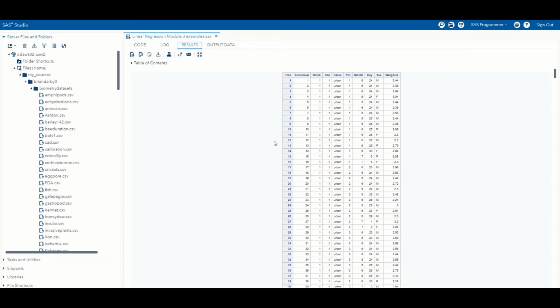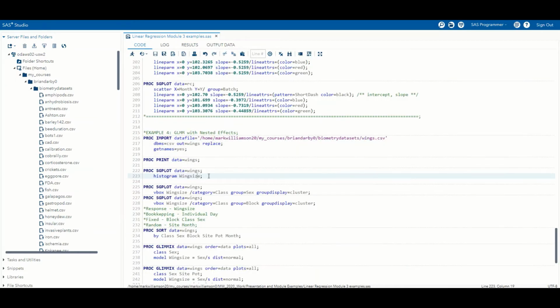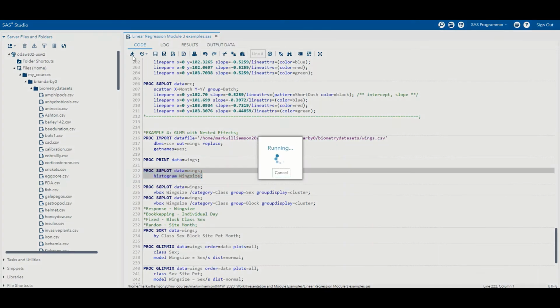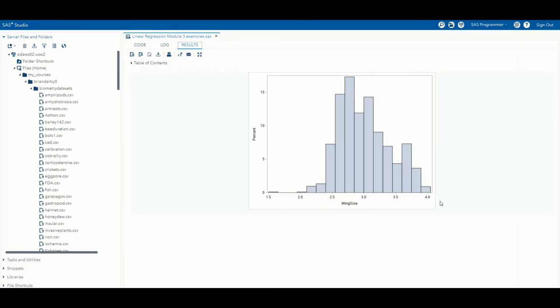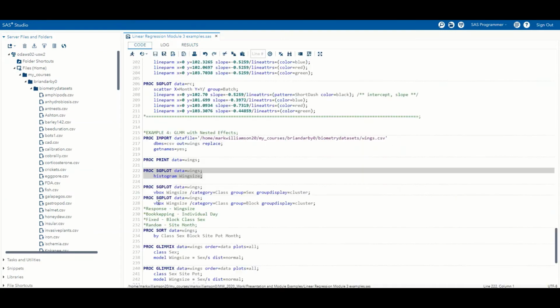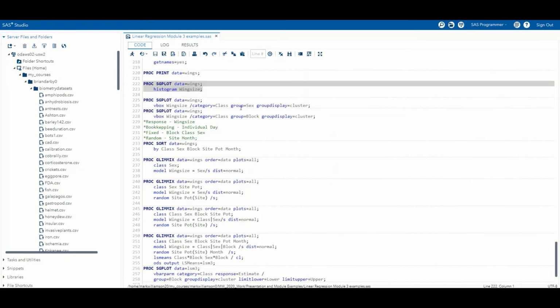So this is wing size for different flies. There's individual, there's a block, there's a site, class, whether they're urban or rural, there's pot, month. There's a lot of data here. The thing we're interested in is wing size, so that will be our y variable. Let's take a look at a histogram, and maybe it's close enough to normally distributed to just go with it for now.